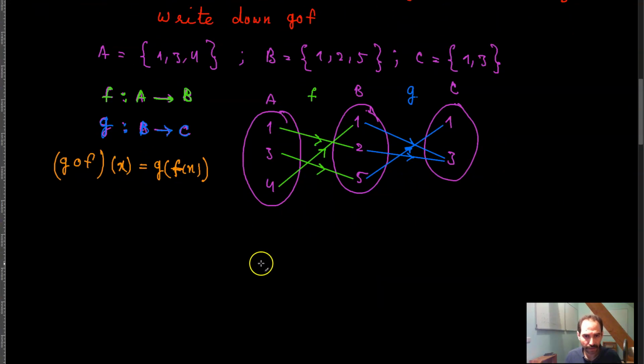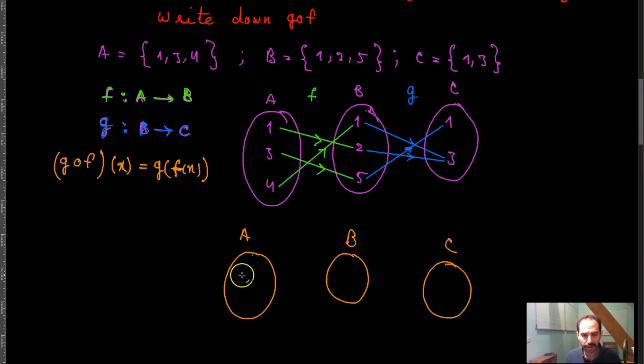Meaning that let's say that you have your set A over here, and you have your set B over here, and you have your set C over here, and let's say that you have your x over here, and this is the f and this is g. So basically under f, x is mapped to f of x in B, right? And then under g, f of x is mapped to g of f of x.